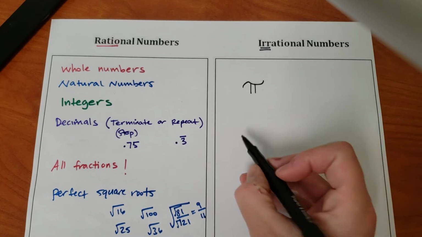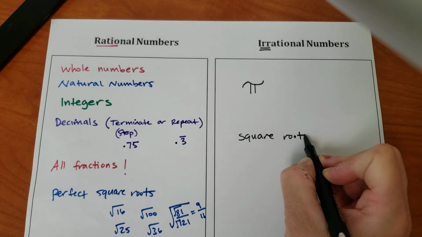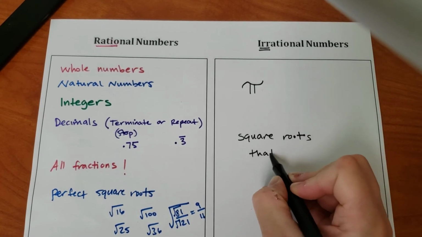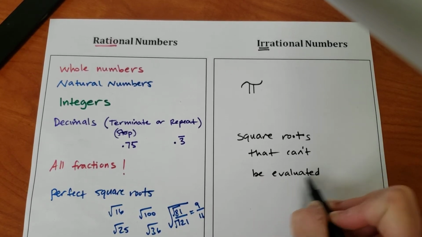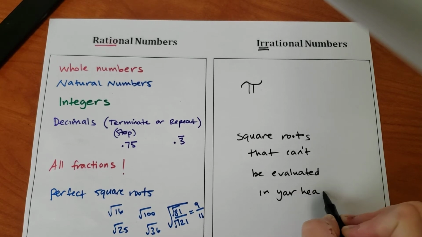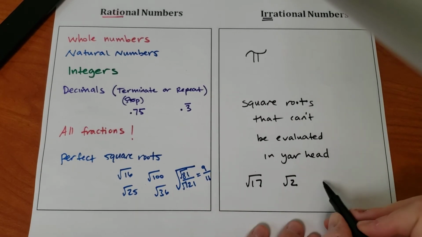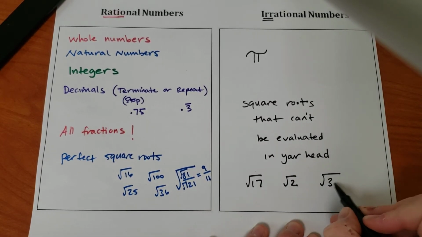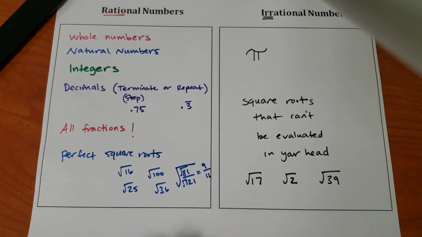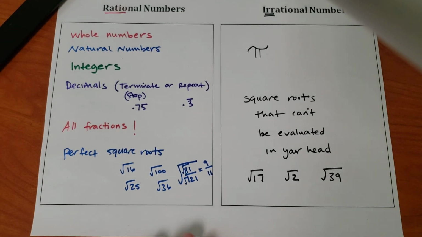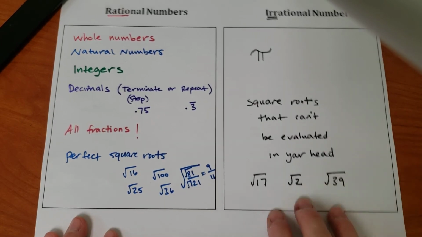So definitely pi. And then any square root that you don't know the exact answer to. So think square roots that can't be evaluated in your head. Okay, so for instance, the square root of 17, the square root of 2, the square root of 39. If you were to type any of these into the calculator, they're going to give you a decimal that goes on forever with no repetition. So if you see a square root that you do not know the exact answer to, like this, automatically irrational.